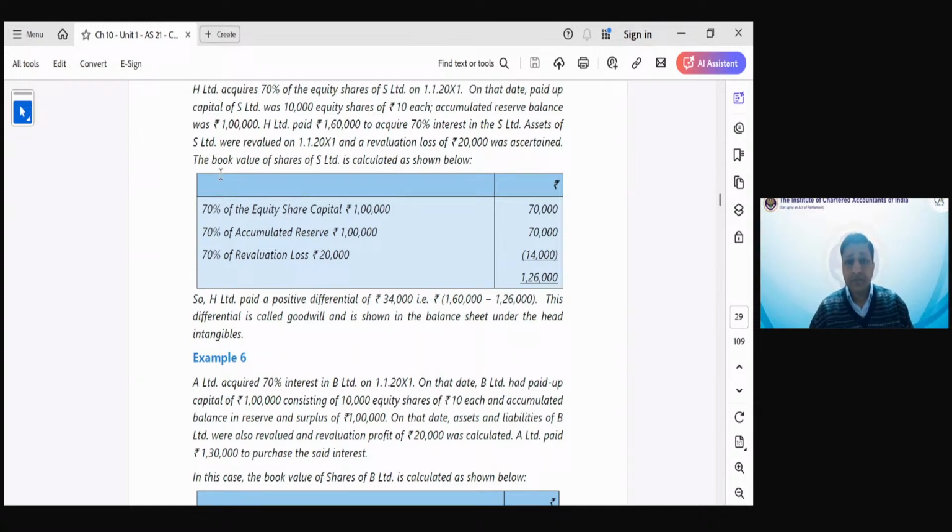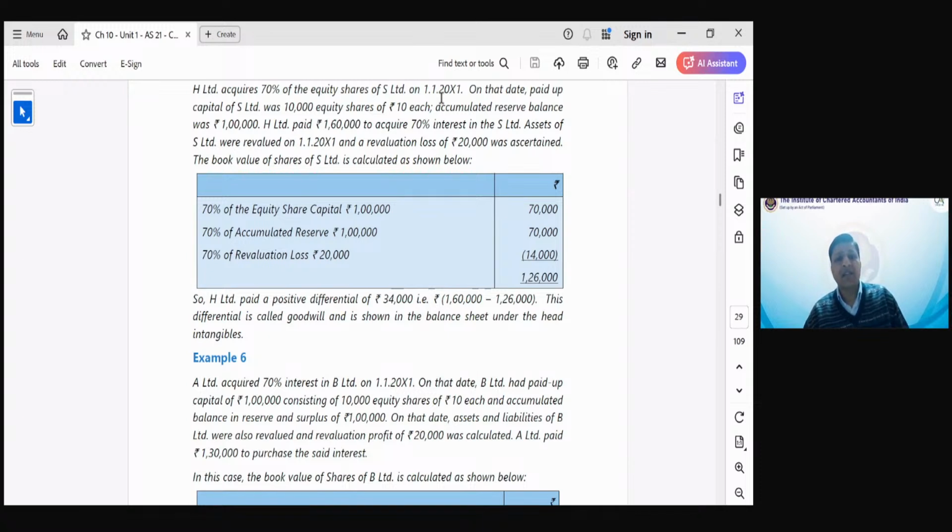Now, on this 2,20,000, what do you need to do? We need to pick up the proportionate share. So what will be the proportionate amount? If you compute 70% of 2,20,000, what do you get? So let's quickly solve this. 2,20,000 into 70%. So what do you get? 1,54,000. Yeah, so that's what Manvi is getting.